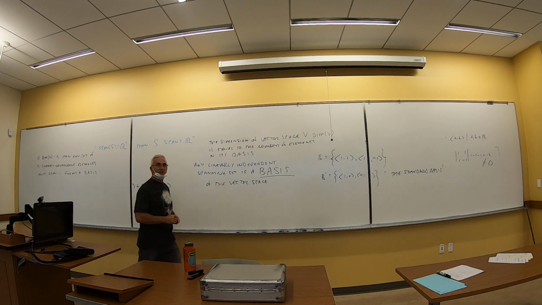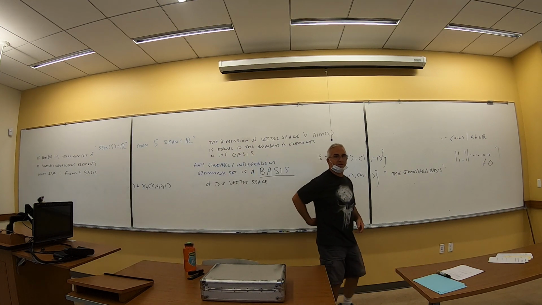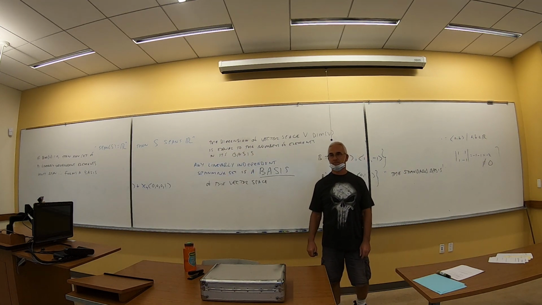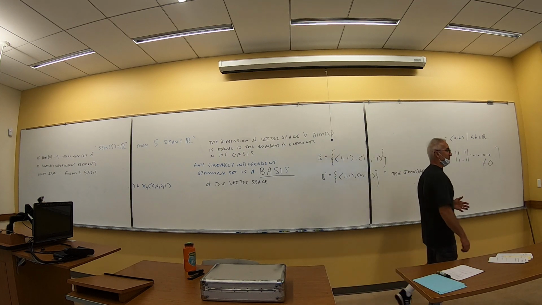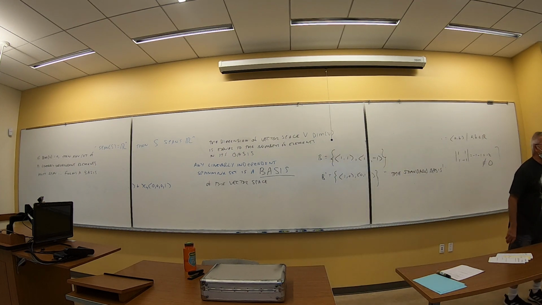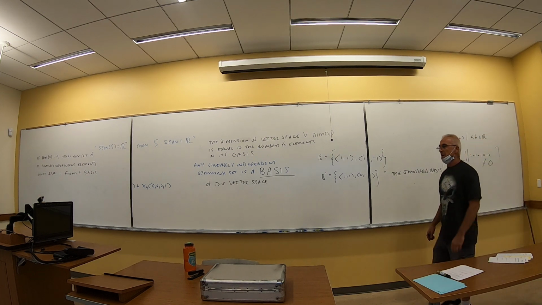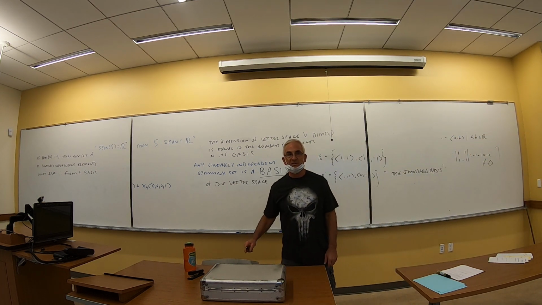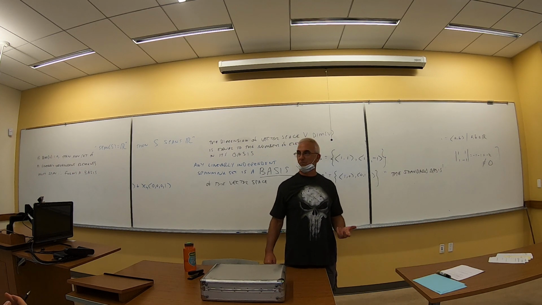If I give you a set of elements and they are linearly independent, that does not make them a basis. If I give you a set of elements and they span, that does not make them a basis. Both things have to be true. But the proof of linear independence is significantly easier in general than the proof of span.